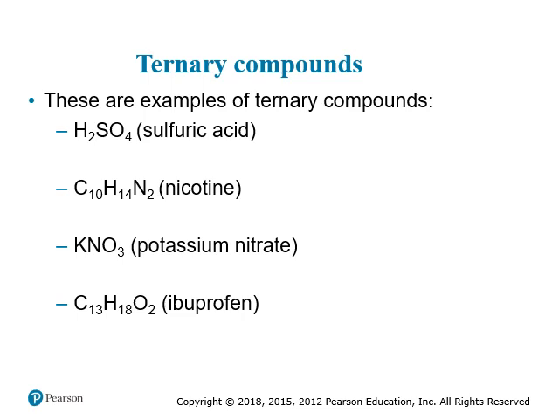Some examples of ternary compounds: sulfuric acid, which is a combination of hydrogen, sulfur, and oxygen. Nicotine, which is made up of carbon, hydrogen, and nitrogen. Potassium nitrate, a common fertilizer, which is made up of potassium, nitrogen, and oxygen. And the anti-inflammatory analgesic known as ibuprofen is made up of carbon, hydrogen, and oxygen.